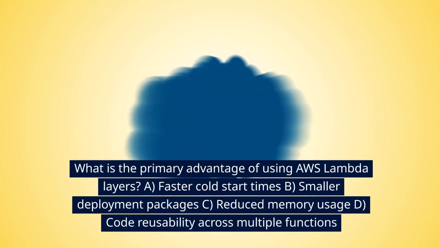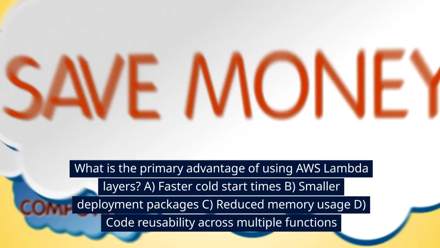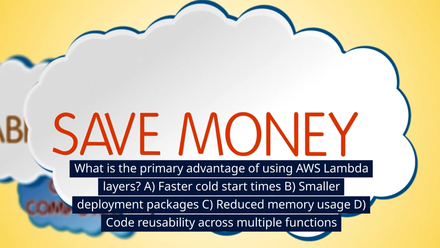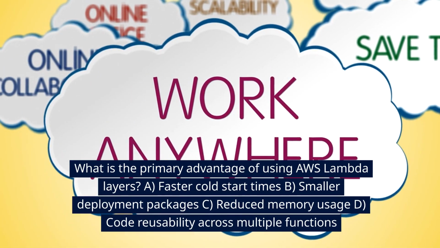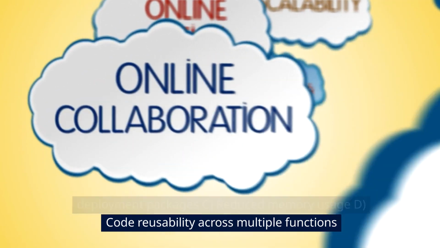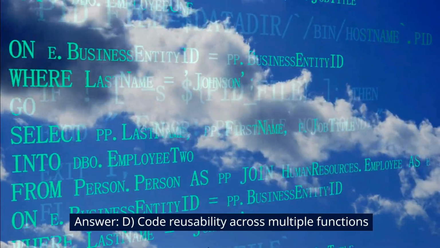What is the primary advantage of using AWS Lambda layers? A. Faster cold start times. B. Smaller deployment packages. C. Reduced memory usage. D. Code reusability across multiple functions. Answer: D. Code reusability across multiple functions.